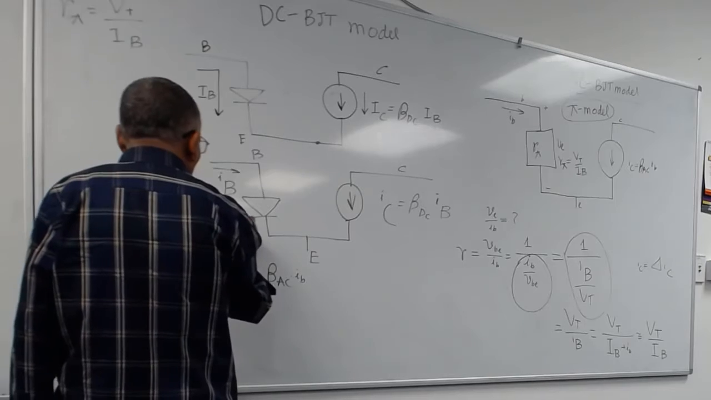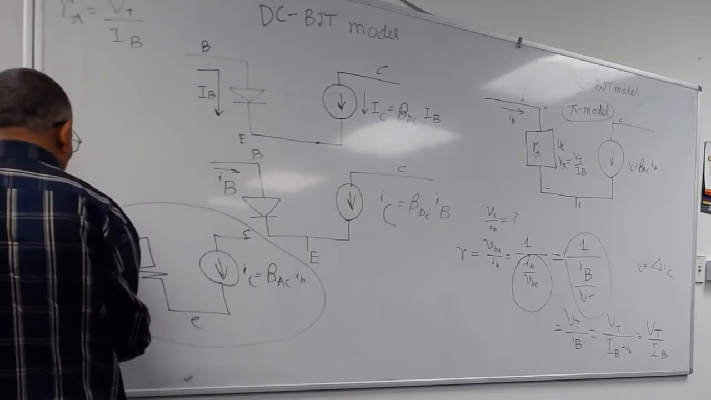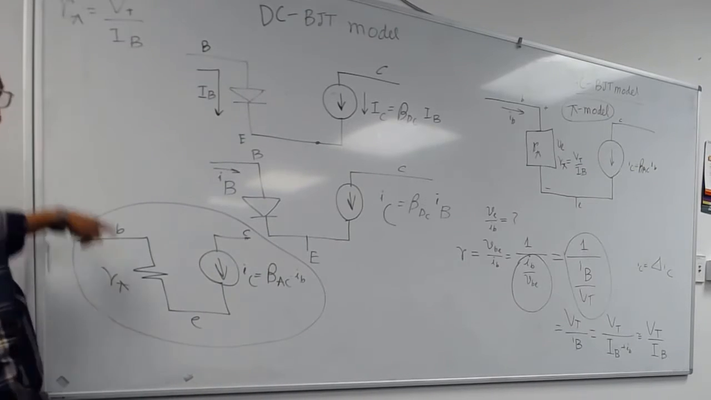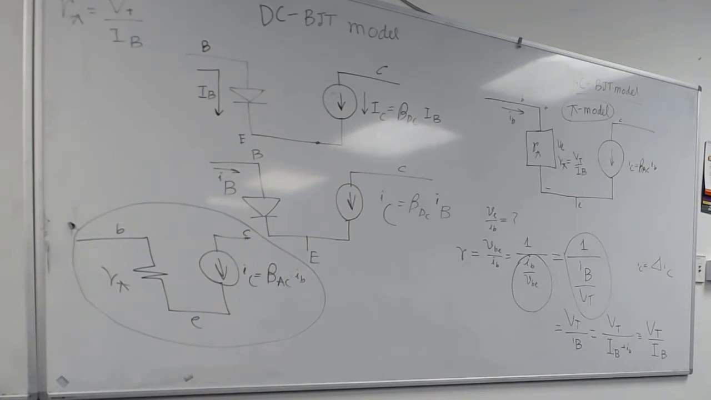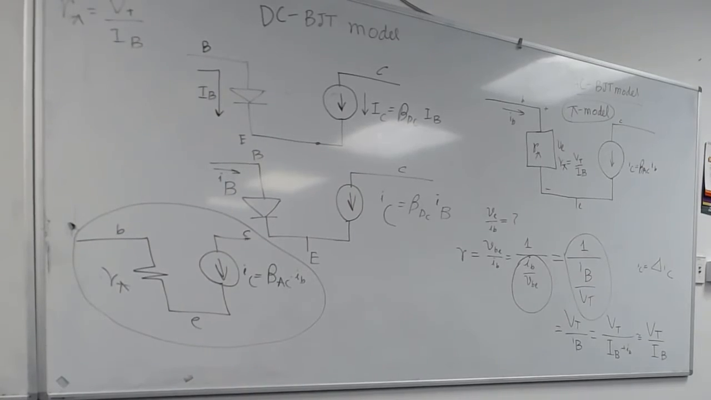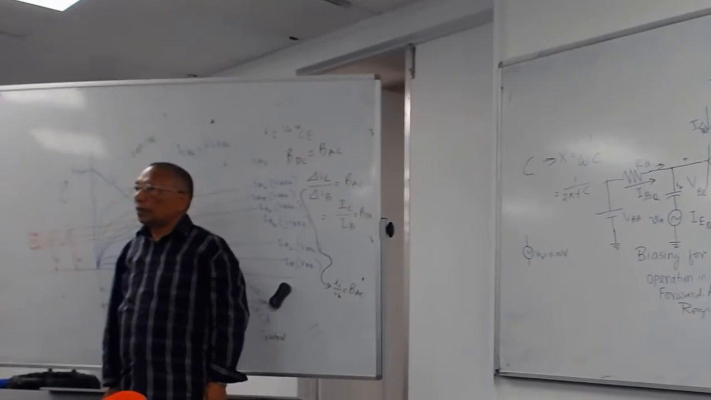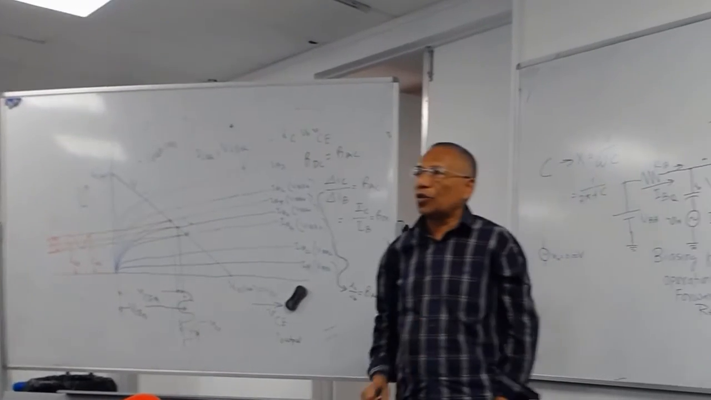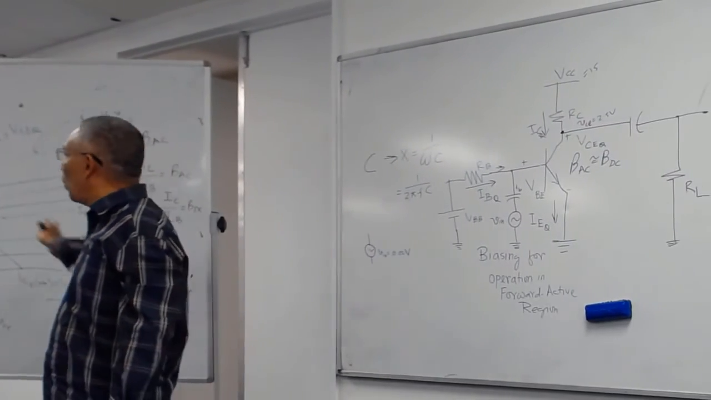So this is your complete model where everything is known. So once you bias your circuit, you know what is IB, you know R pi. So your small signal model at the operating point is known. And you can take this and plug it here and get your small signal analysis without going to the graph.